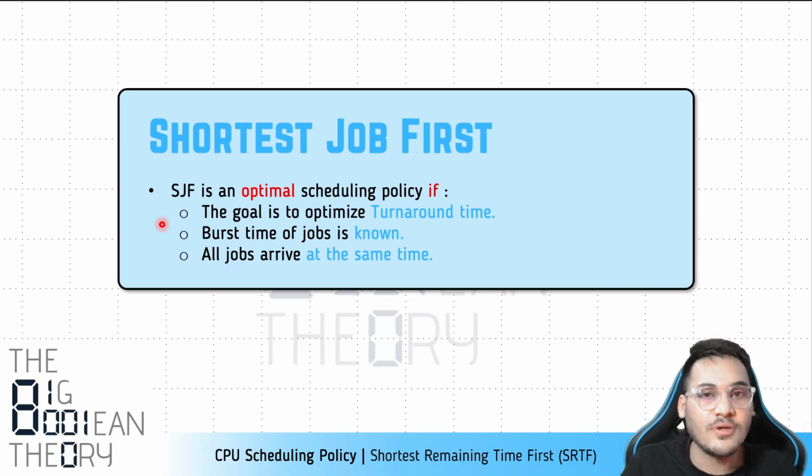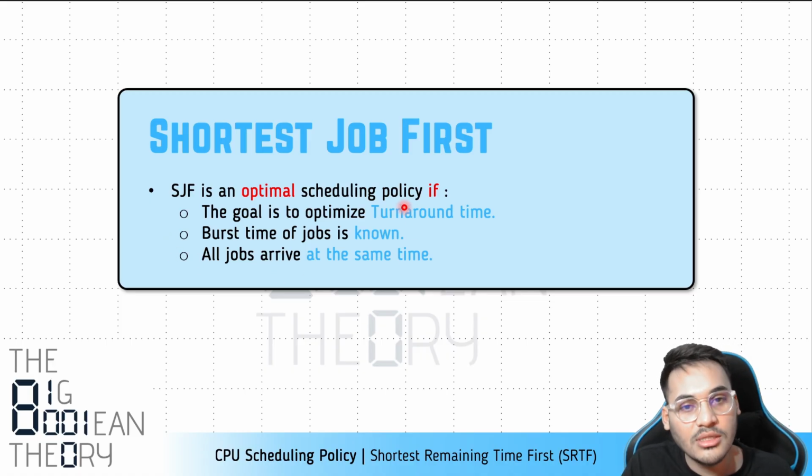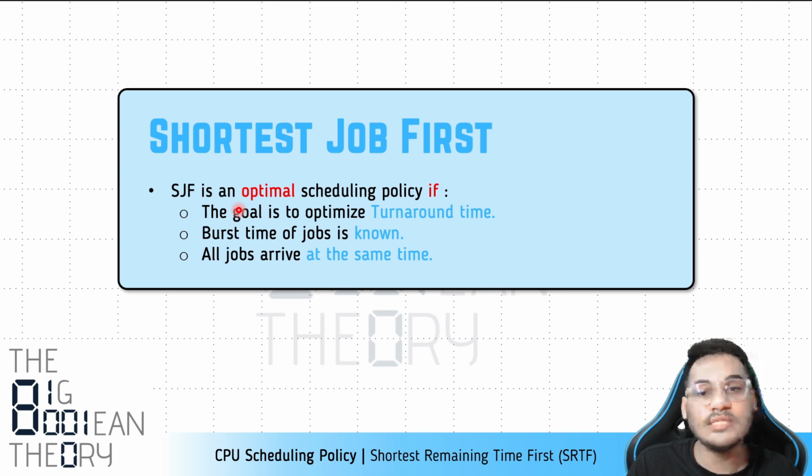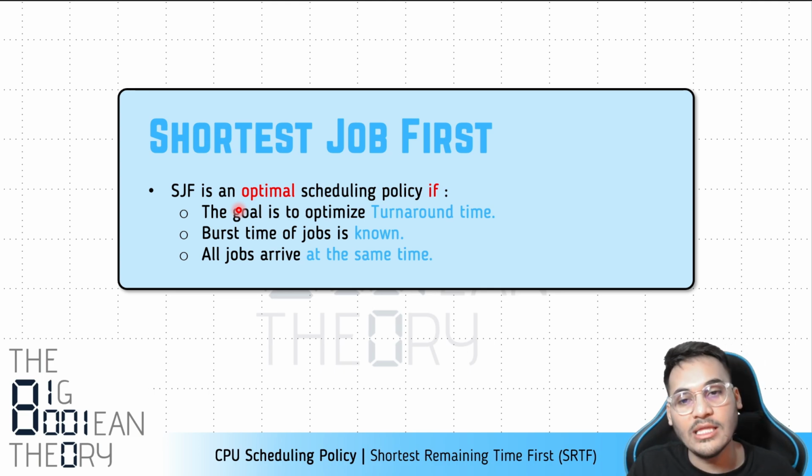When we say shortest job, for that we have to know shortest of what? We have to know all the burst times. And the last assumption was that all jobs arrive at the same time. When all these three conditions are there, then shortest job first is the optimal policy. Basically, when I say optimal, I mean that no other policy will perform better than shortest job first under this scenario, where all three conditions are fulfilled.